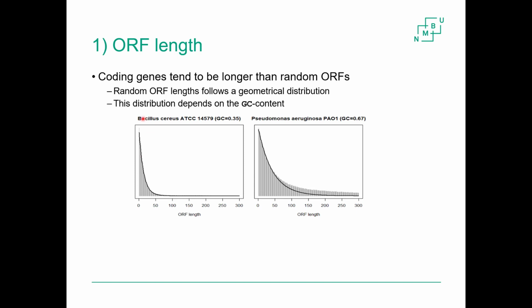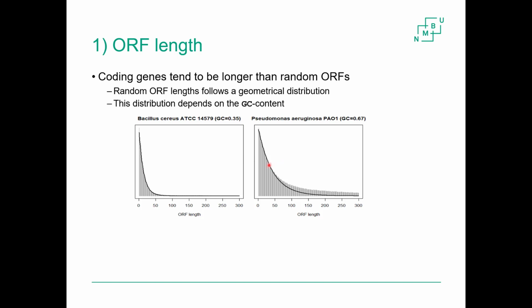Here I have taken 2 different bacteria, Bacillus cereus, which has a low GC content, and Pseudomonas aeruginosa with a high GC content. And look at how the length distribution varies between these two. So here we have ORF length in number of codons along the x-axis, and the black curve is the exact theoretical geometric distribution for the given GC content here and GC content here. And why is it different? Why does it depend on GC content?